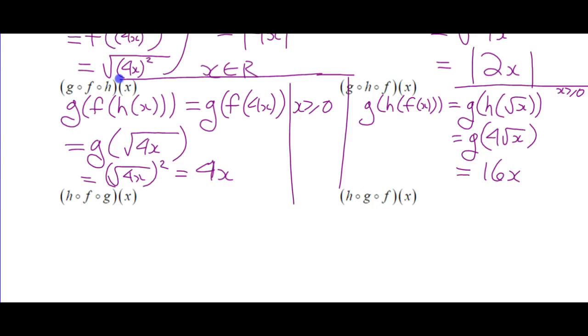Right? Who's the restrictor of f, g, and h? f is the restrictor, right? g and h have no restrictions. They'll take anything. I can square anything. I can multiply anything by 4.